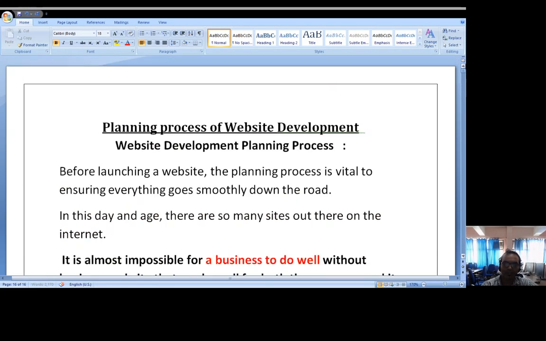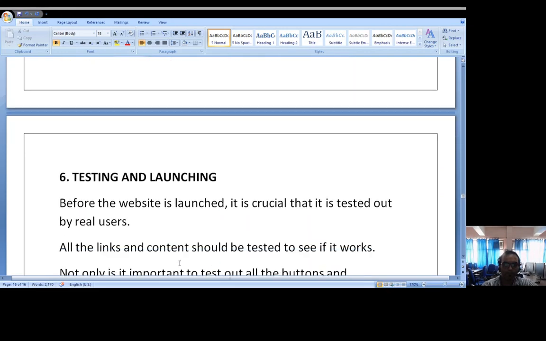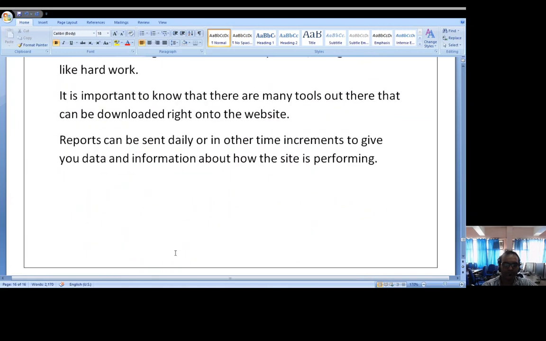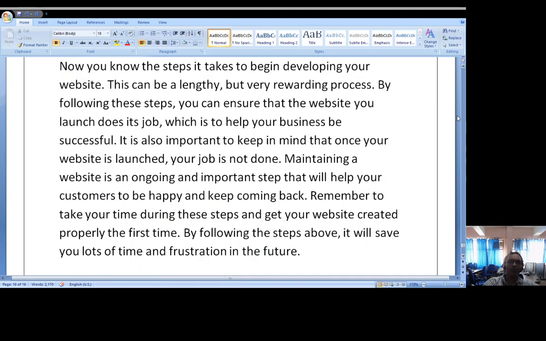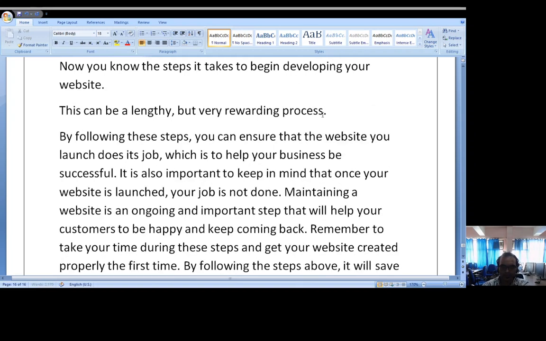The planning process for website development and the website planning process are the steps it takes to begin developing your website. This can be a lengthy but very rewarding process. By following these steps, you can ensure that the website you launch does its job, which is to help your business be successful.